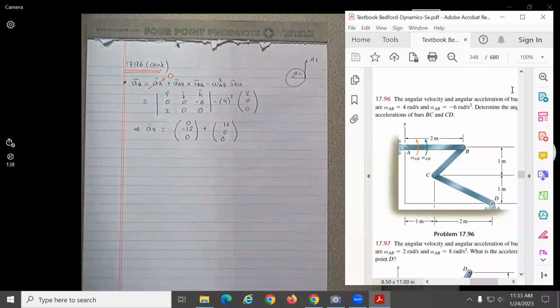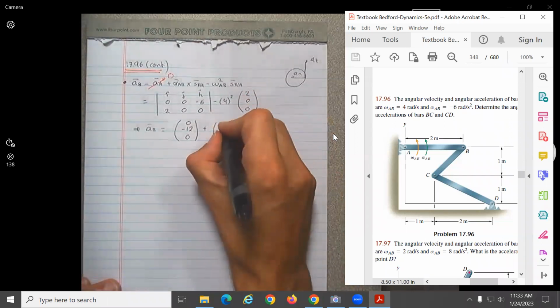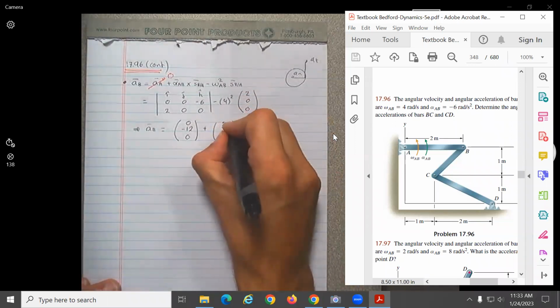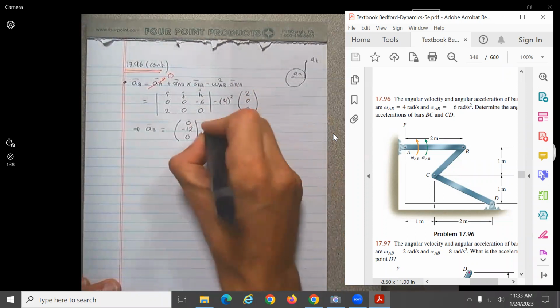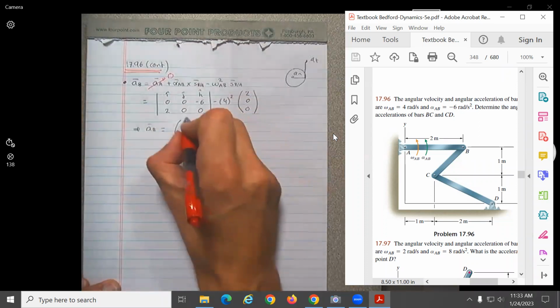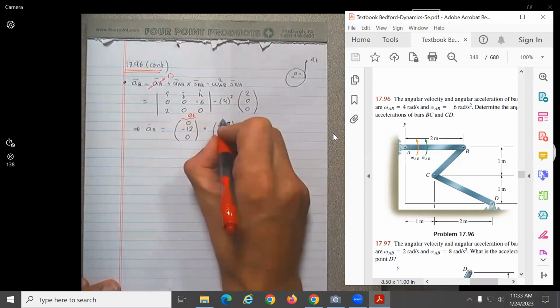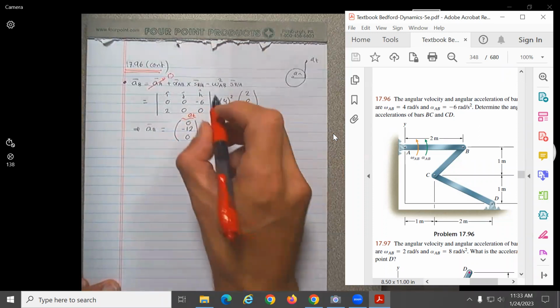Is it minus or plus? 16. 32. Forgot to multiply by 2, yeah, 32. What happened to your negative sign? You're correct, minus 32. I like to put it inside so I don't forget it. But again, this is the normal, this is the tangential acceleration. This is the normal, no?